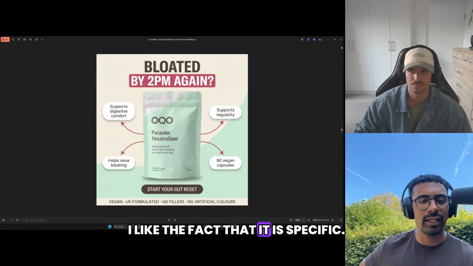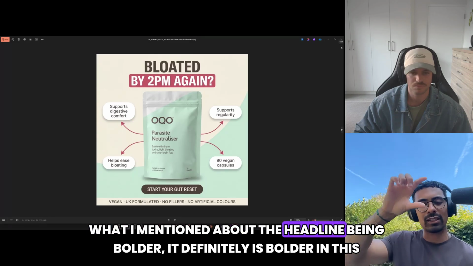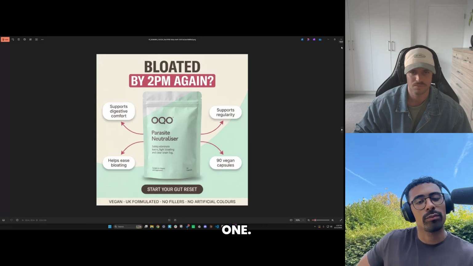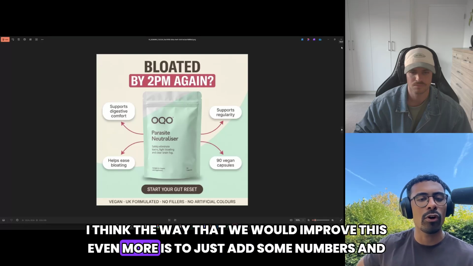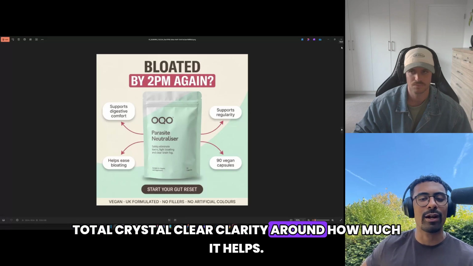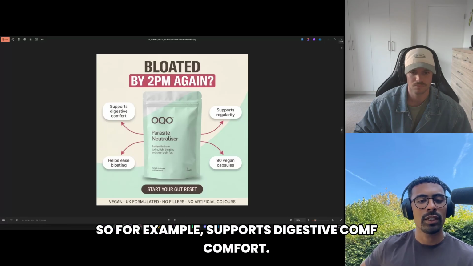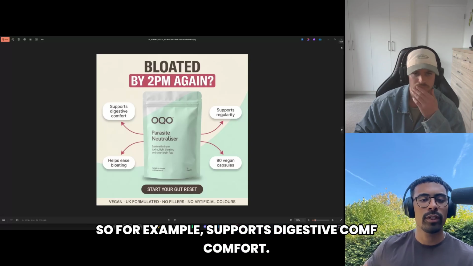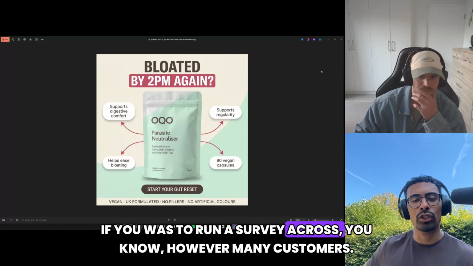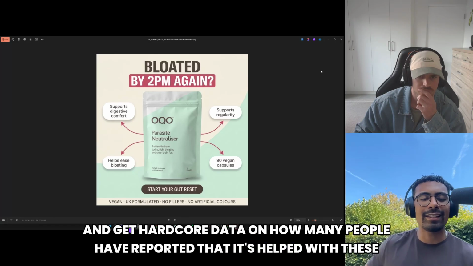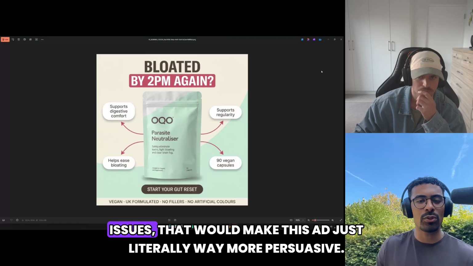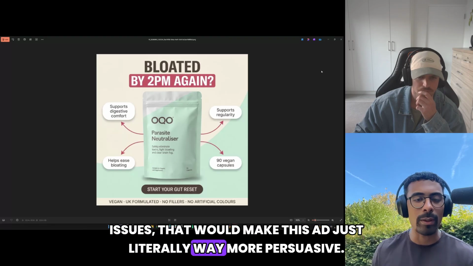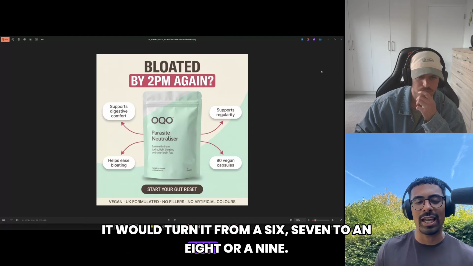I like the fact that it is specific. What I mentioned about the headline being bolder, it definitely is bolder in this one. You could argue, yeah, a 7 would make sense. I think the way that we would improve this even more is to just add some numbers and total crystal clear clarity around how much it helps. So, for example, supports digestive comfort. If you were to run a survey across however many customers, and get hardcore data on how many people have reported that it's helped with these issues, that would make this ad just literally way more persuasive. It would turn it from a 6, 7 to an 8 or a 9.